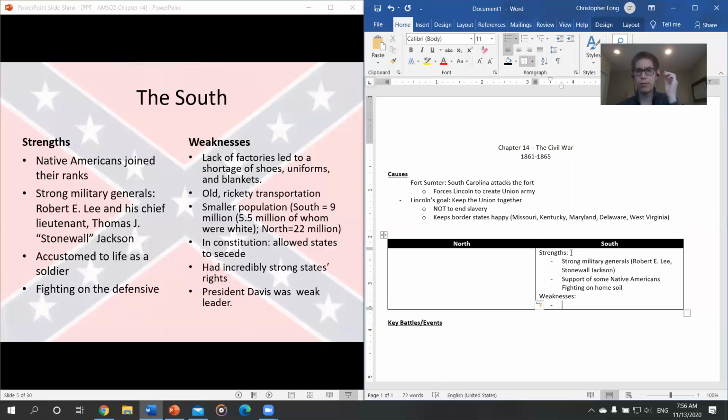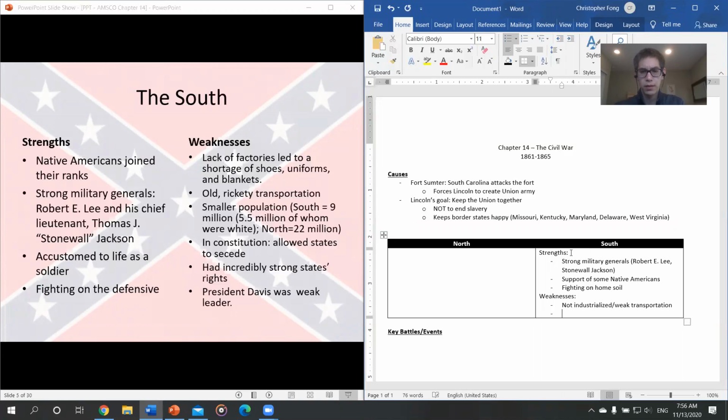The weaknesses of the South, though, have to do with the fact that, remember, the South was not industrialized. And they also didn't have a strong transportation system. So you can imagine they're not going to have enough shoes, they're not going to have enough uniforms, not going to have enough weaponry, for example. So the fact that they're not industrialized, weak transportation, that's going to lead to a shortage of supplies. They also had a much smaller population.